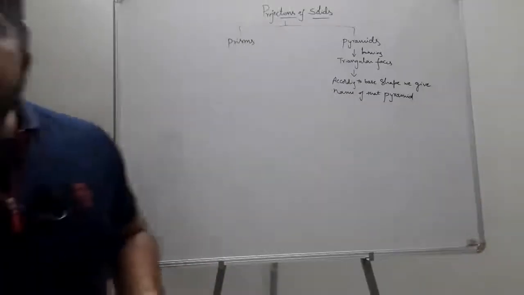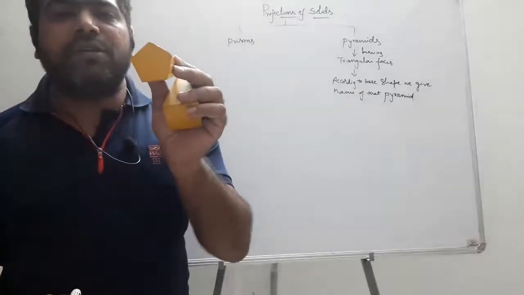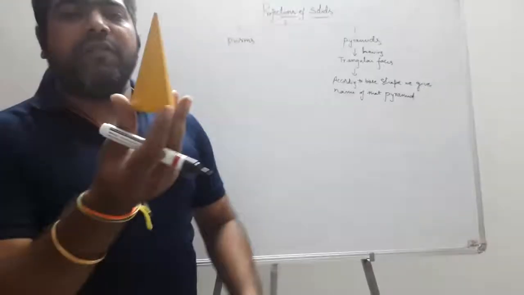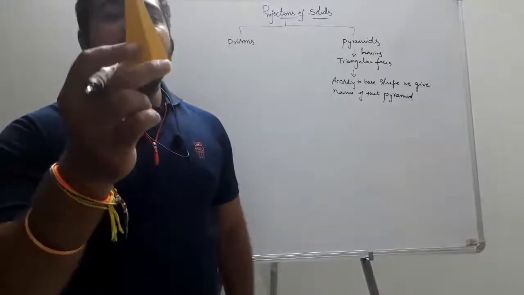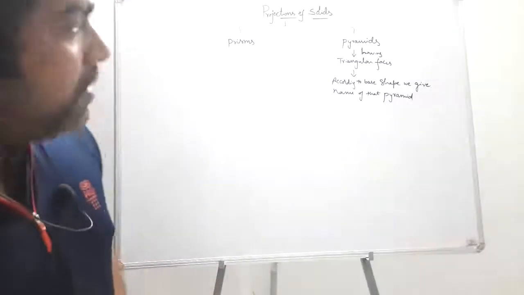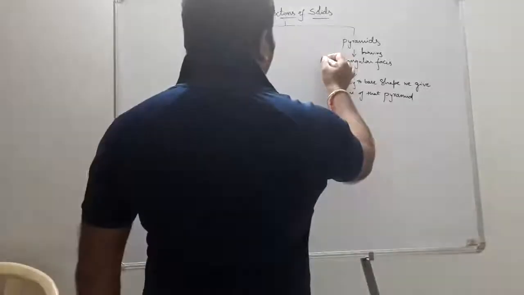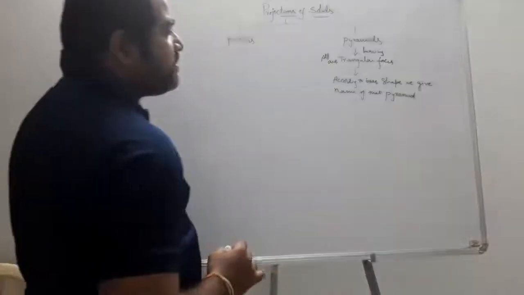Okay. Now, if the base shape is a pentagon, and the pyramid is like this, with a pentagonal base, then I can name it as a pentagonal pyramid. Okay. Now, all faces are triangular faces.